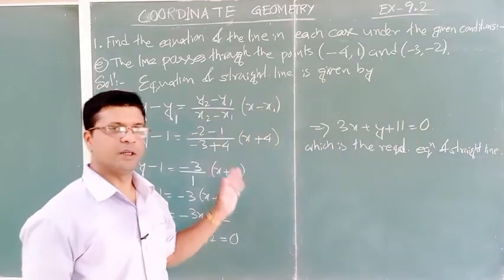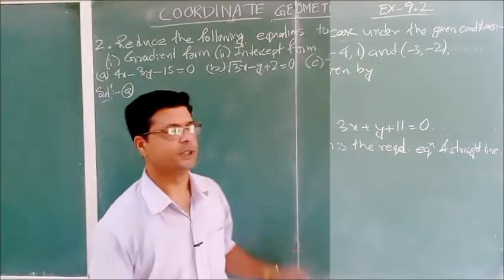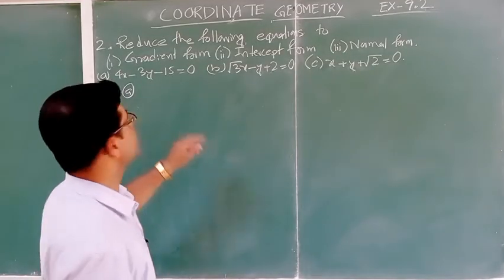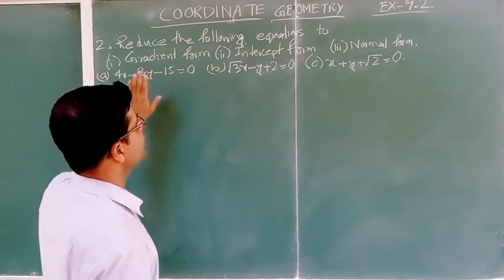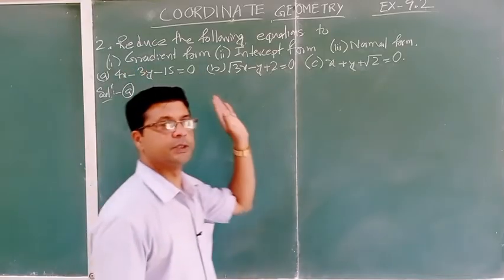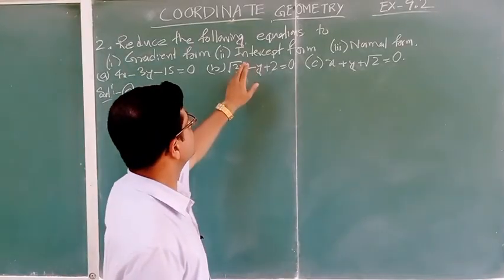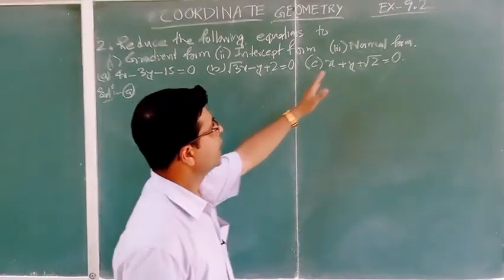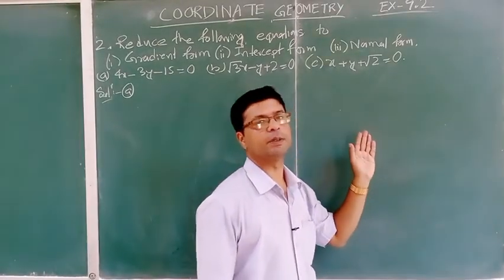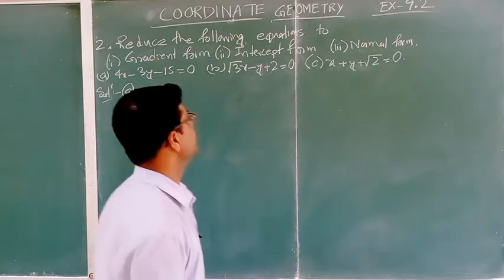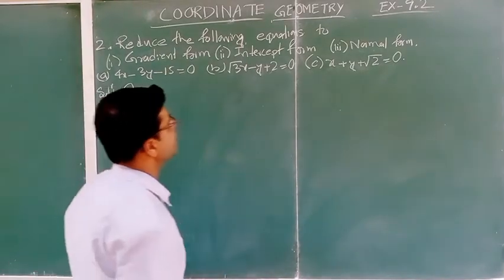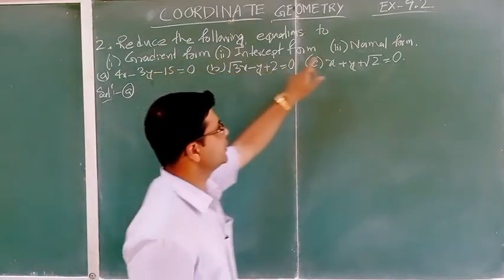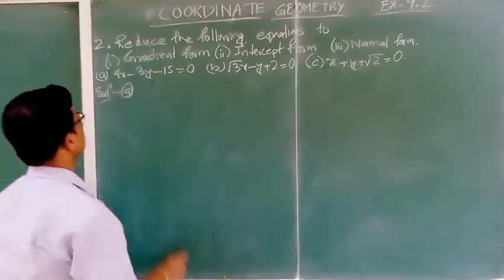I think you understood all the solution of question number 1. Now dear students, we have taken question number 2. Let us read the question. Reduce the following equations to three different forms: gradient form, that is y equal to mx plus c; intercept form, that is x by a plus y by b is equal to 1; and normal form, that is x cos alpha plus y sin alpha equal to p. We have to reduce each equation into these forms. Let us start with A.